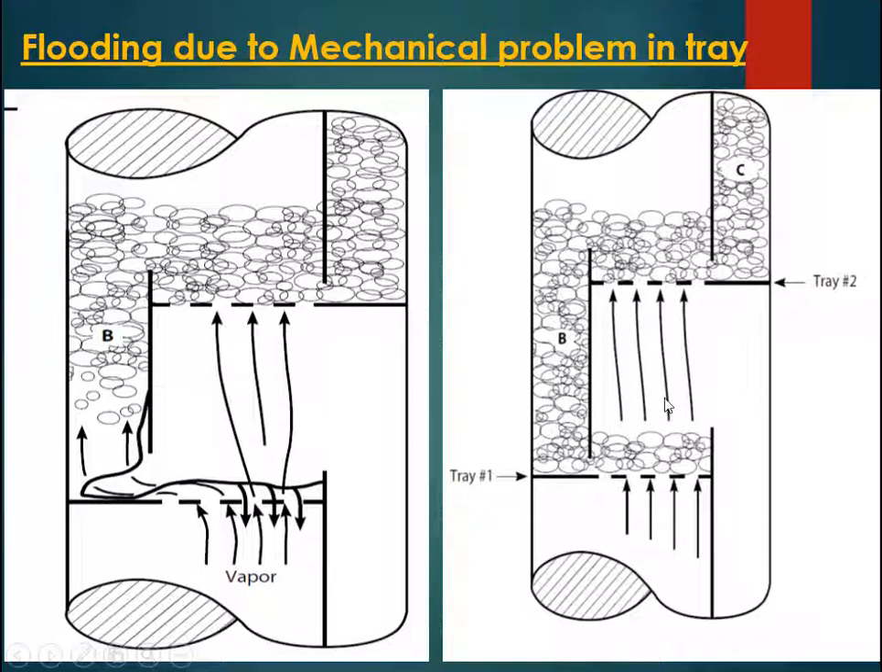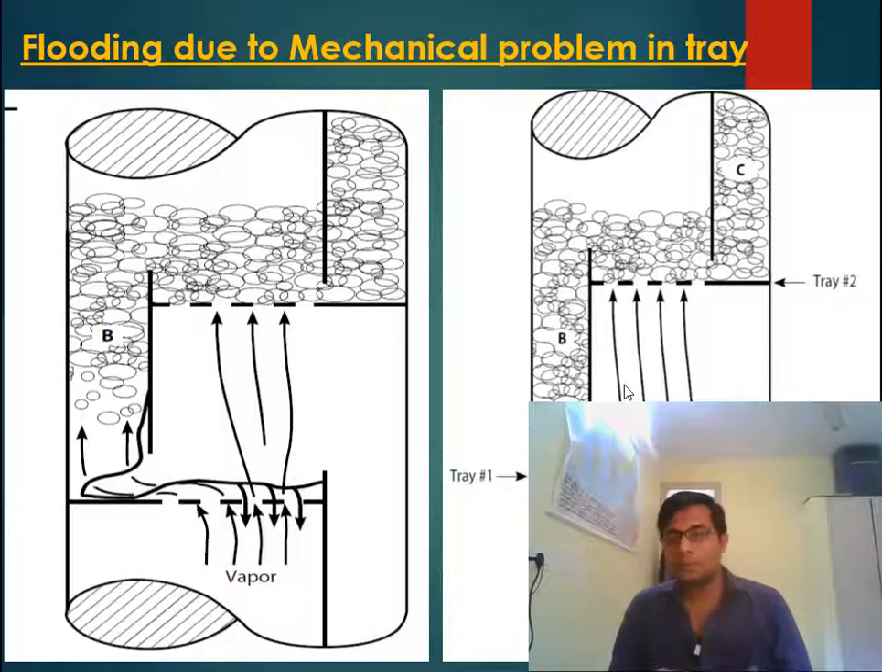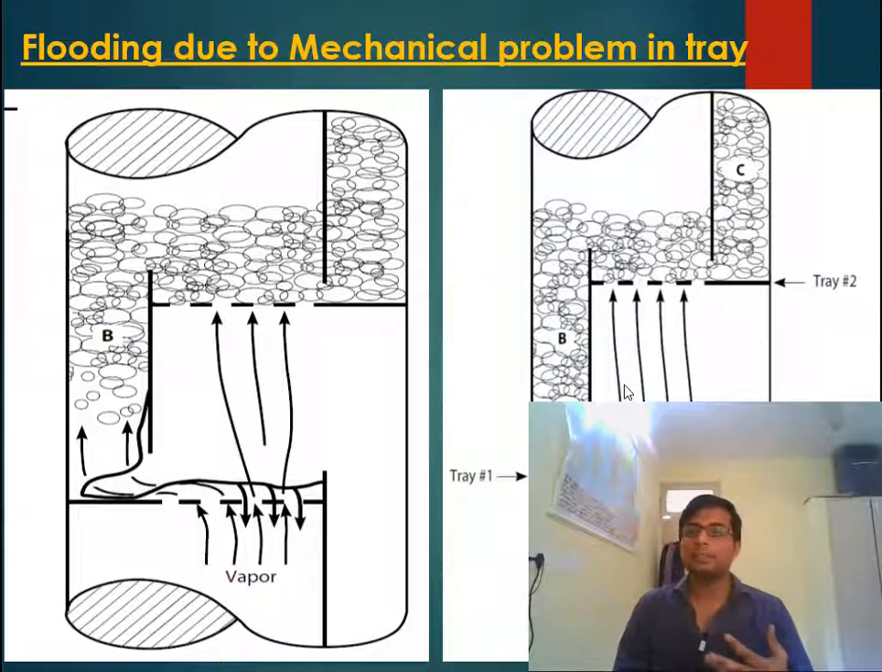So because of that reason, the bottom edge of the downcomer should be below the top edge of the weir height, but it should not be at a very low level. There will be only a slight difference between the top edge of the weir and the bottom edge of the downcomer. Okay, so we have seen that flooding may be because of hydrodynamic problems, and flooding and dumping may also take place because of mechanical problems.